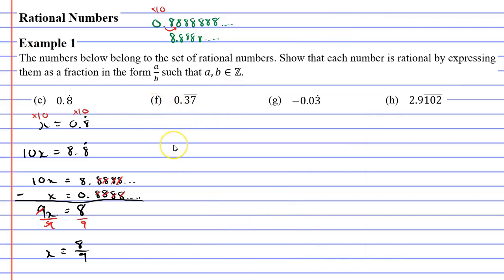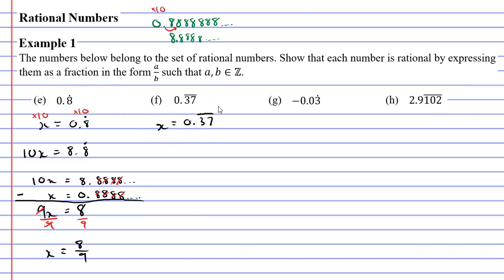We're going to start off in the same way. X equals 0.37, where both the 3 and the 7 are repeated. What am I going to multiply both terms by this time? Am I going to multiply them by 10, like I did in question E? Well, let's look at what happens when I do that.